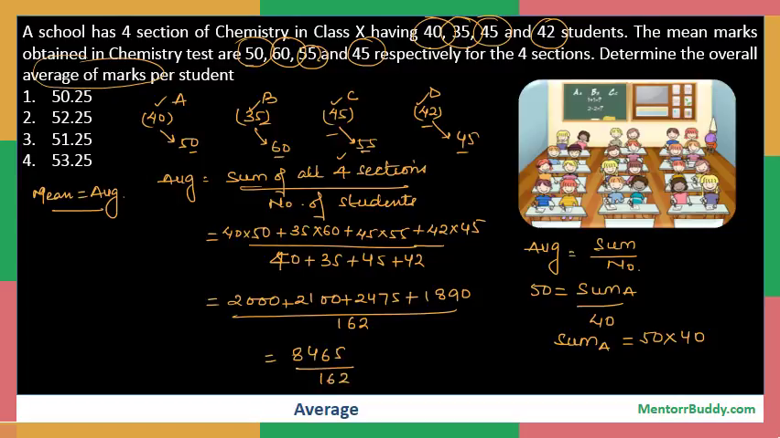So when we divide it by 162, my approximate answer comes out to 52.25. So this is the average marks for all the sections taken together. So with this method, we have reached the answer, that is option number 2. So this is how we can solve the question.